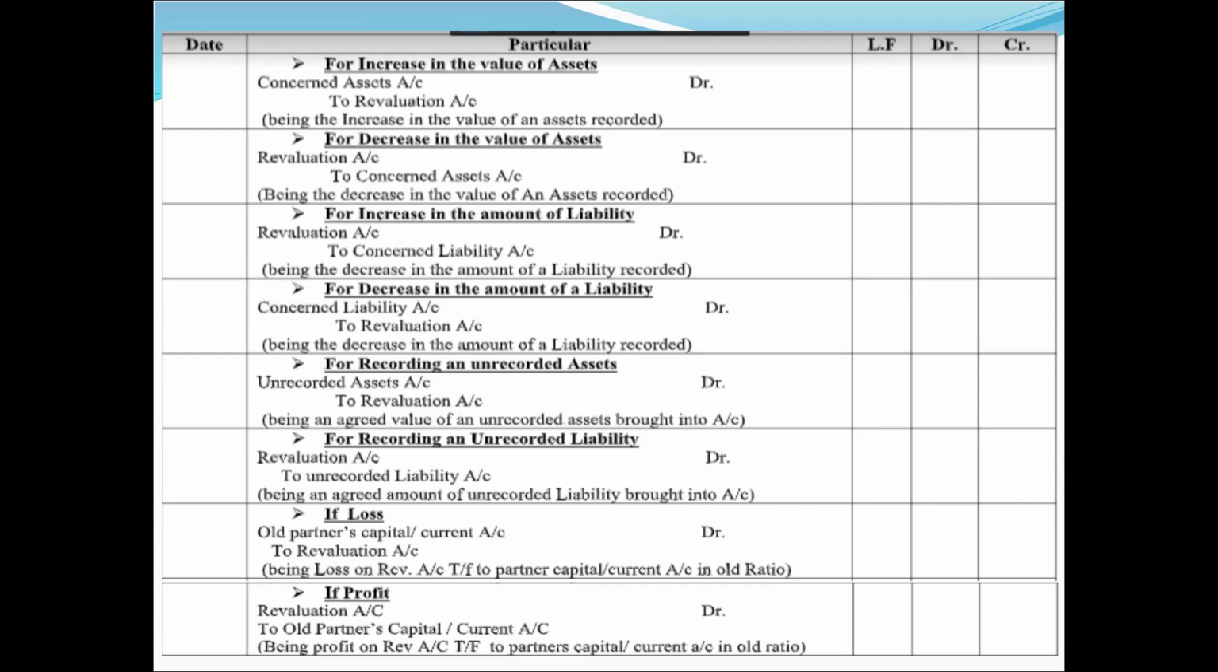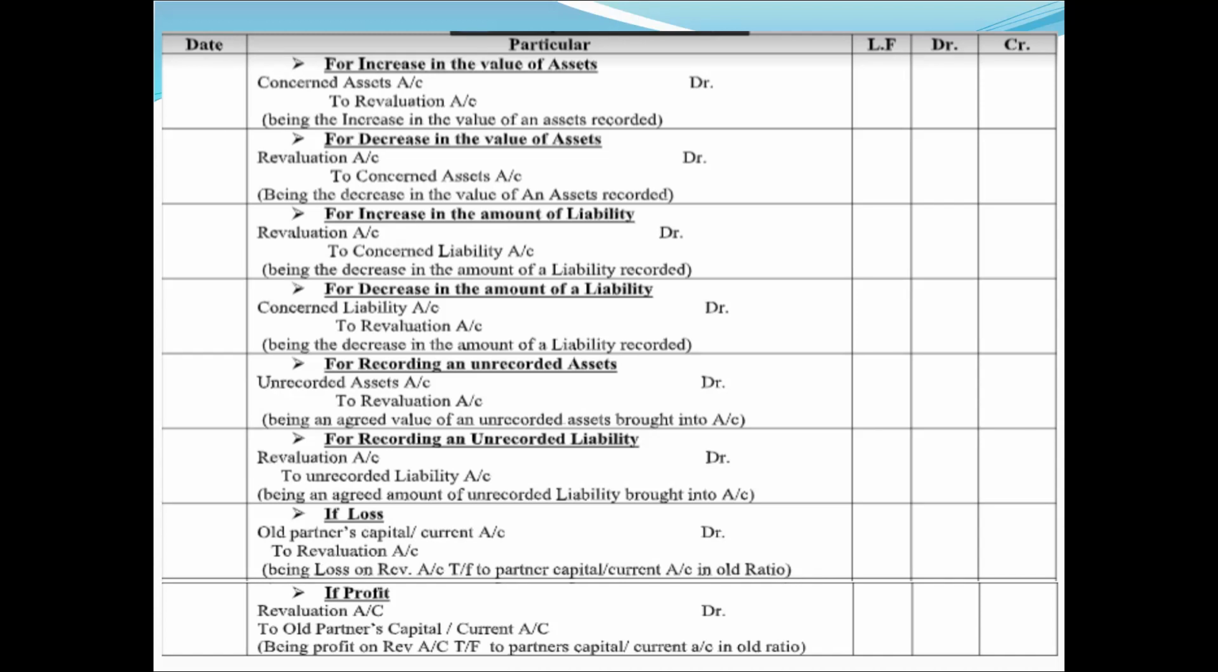If a loss arises, mentioned in our balance sheet, according to the nominal rule, this loss, after completing, being the loss in the revaluation account, is transferred to partners' capital in the old ratio. After fixing all these accounts, we just balance it.